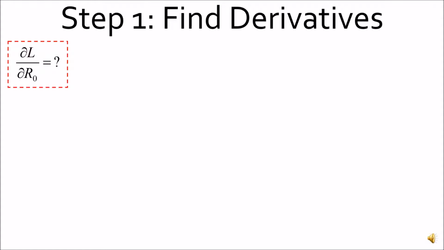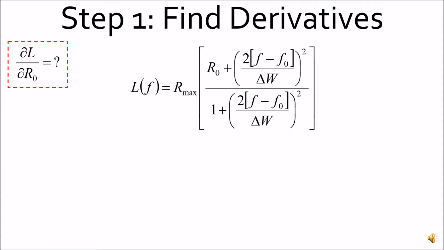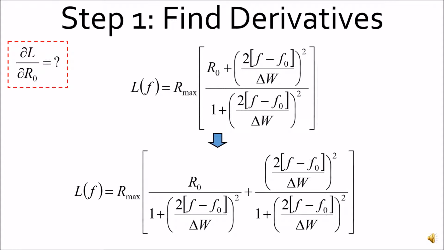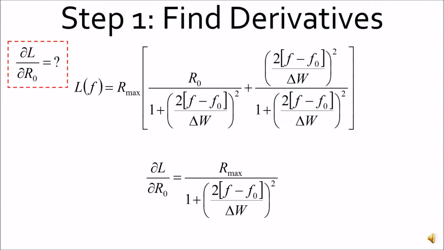Okay, now we have R0, which is our second parameter. This is our Lorentzian function, and our R0 is inside of the bracket this time, so we have it here. In which case we can rearrange the function and just create 2 fractions. And here we see the term on the left-hand side inside the brackets depends on R0, and the term on the right-hand side is just a constant with respect to R0. So when we take the derivative, we can ignore the second term, and we just get this value at the bottom. So this is the derivative of the Lorentzian function with respect to R0.